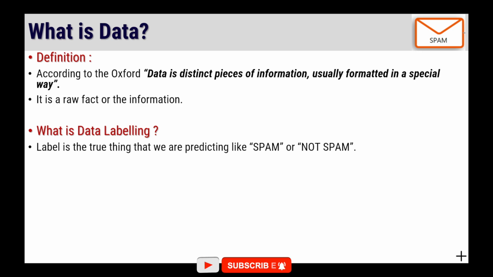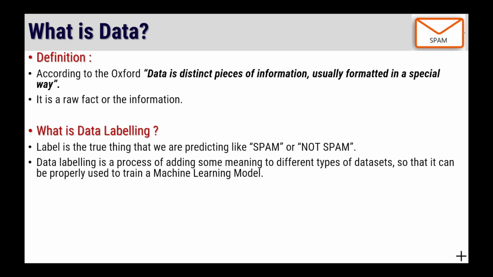So now that we understand what is a data label, let's understand what is data labeling. Data labeling is the process of adding some meaning to the different types of data sets so that it can be properly used to train a machine learning model. Let's say you're building an email classification system. You will take emails and tag them as spam or not spam. So, in short, data labeling means taking raw data and assigning meaning to it by giving it a label or a tag.